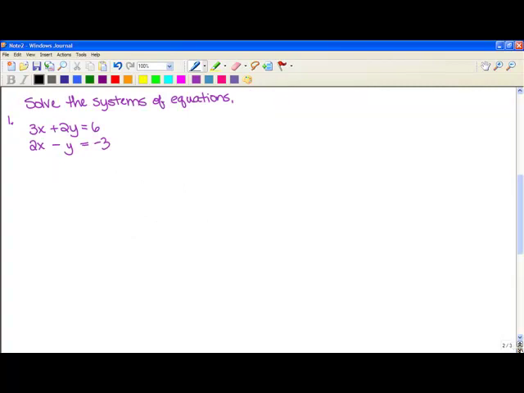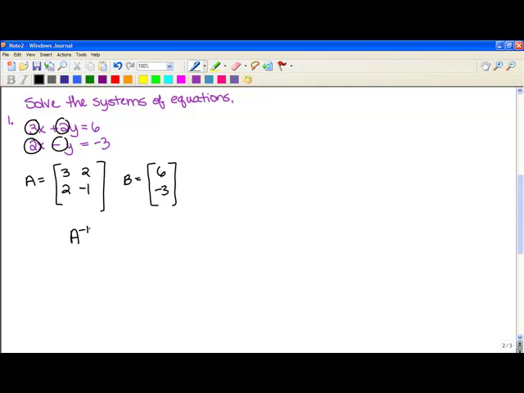The first example has a system of equations with two variables x and y. First, we'll set up matrix A. Matrix A, again, is the coefficient matrix, so it will contain these numbers here: 3, 2, 2, and -1. And matrix B is a matrix containing the constants on the right side, which are 6 and -3. Now our calculation will always be the inverse of matrix A multiplied by matrix B.